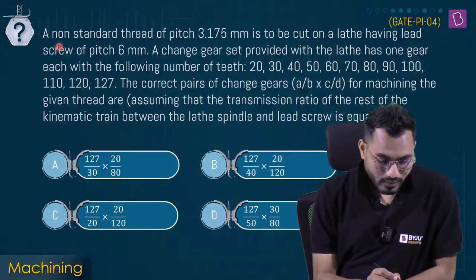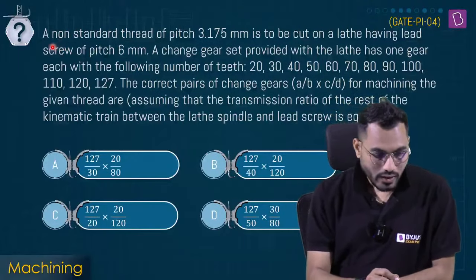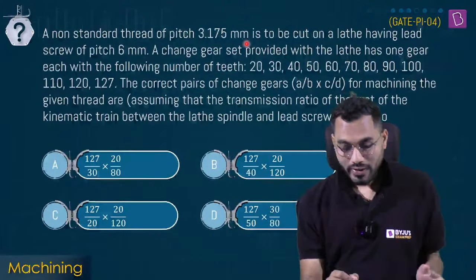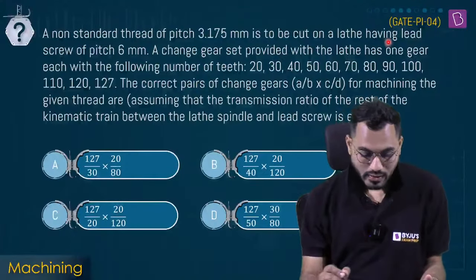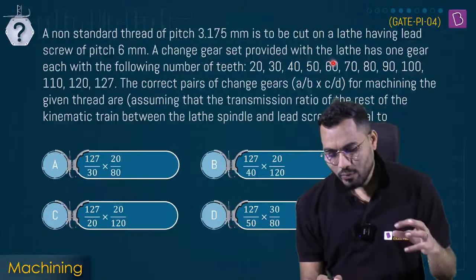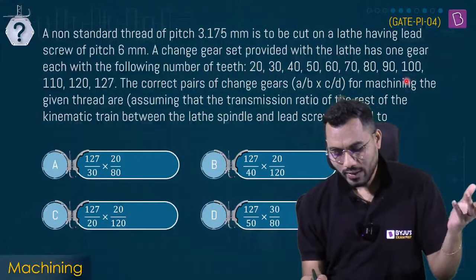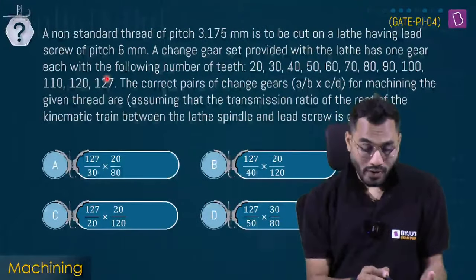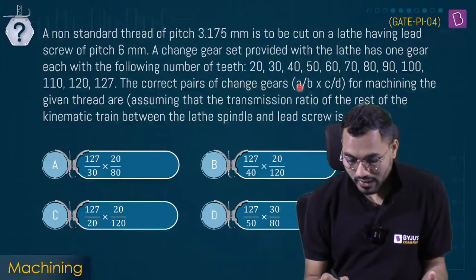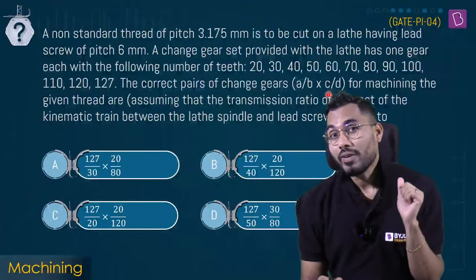A non-standard thread of pitch 3.175 mm is to be cut on a lathe having a lead screw of pitch 6 mm. A change gear set provided with the lathe has one gear each with the following number of teeth: 20, 30 and so on, and one special gear is given with 127 teeth. The correct pair of change gears, that is A by B into C by D, which means that a compound gear train we have to design.